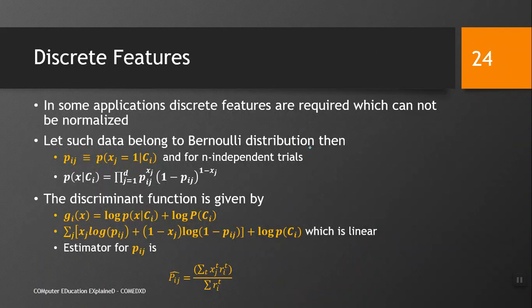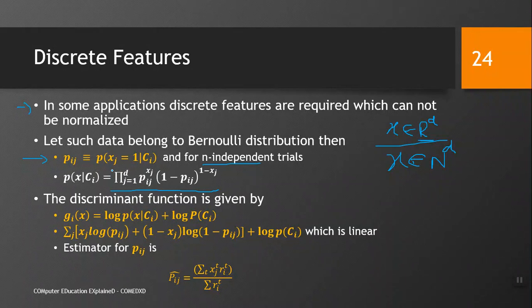Discrete features. In some applications, discrete features are required, which cannot be normalized. Previously, you remember that we assumed that x belongs to R^d, where it was a real number. However, there could be a chance that x belongs to N^d, with natural numbers. Let such data belong to a Bernoulli distribution. Then we can have this formula, right: P(xj = 1 | Ci) is given. And for n independent unit trials, we could write them in the form of multiplication, and we have also seen this expression previously.